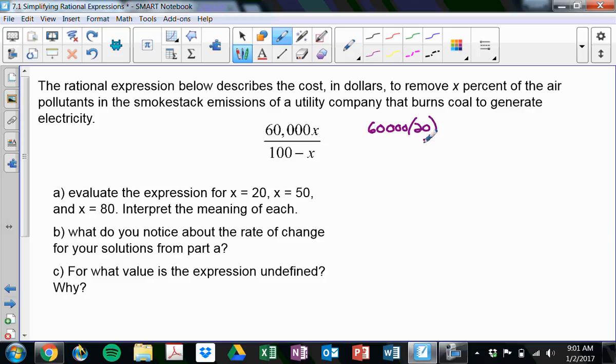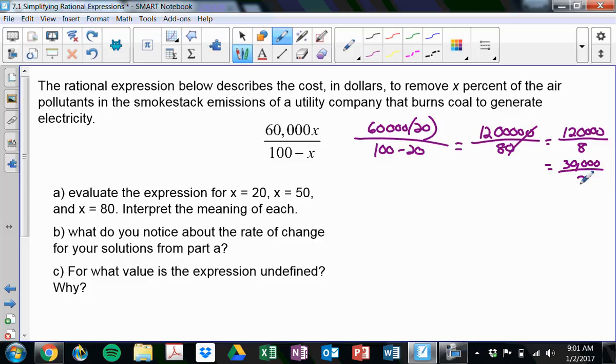And it's going to become a 12 with 5 zeros over 80. And then I can at least cancel these zeros and get 4 zeros with an 8. And I can at least divide that by 4. I'm just going to reduce this kind of piece by piece. That gives me 30,000 over 2, which is 15,000. So if we want to take out 20%, that's going to cost us $15,000.